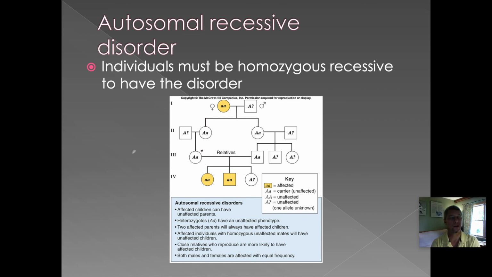This is one of the dangers of marrying your cousins, all right? Because dangerous recessive alleles are more likely to show up in future generations. And because it's autosomal, there is an equal likelihood that males and females will be affected.